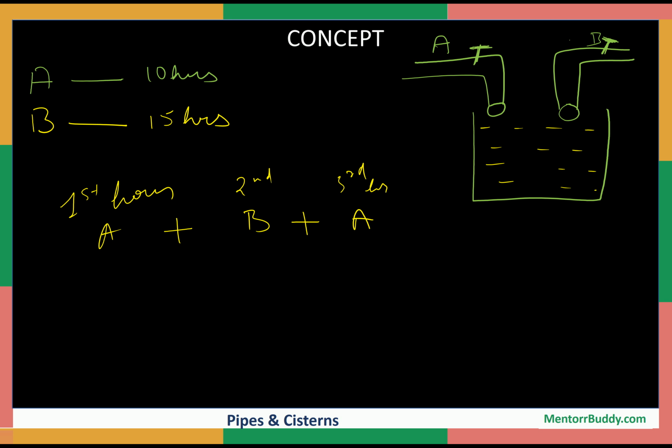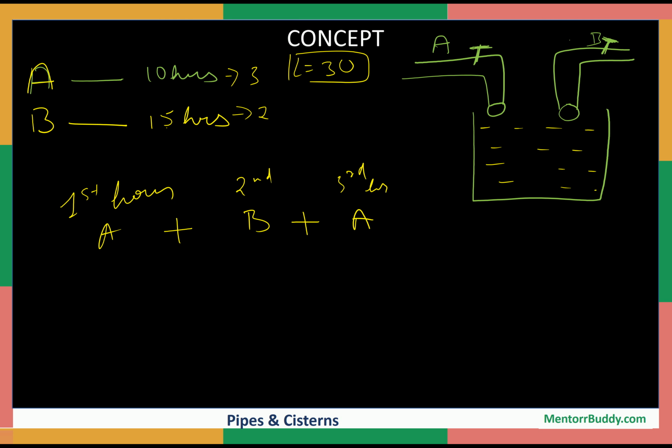So how to tackle these types of questions? We will apply the same method of efficiency here as well. Let's suppose the tank is filled by pipe A in 10 hours and B in 15 hours. The LCM of 10 and 15 is 30. So 30 will become the amount of work, or we can say the capacity of the tank. If 30 is the capacity of the tank, what will be the efficiency of A? That is 30 divided by 10, which is 3, and 30 divided by 15 is 2. So 3 is the efficiency of pipe A and 2 is the efficiency of pipe B.